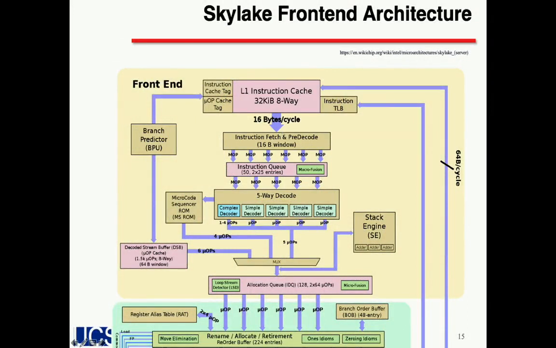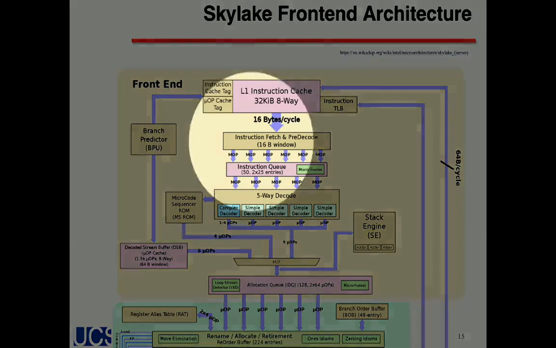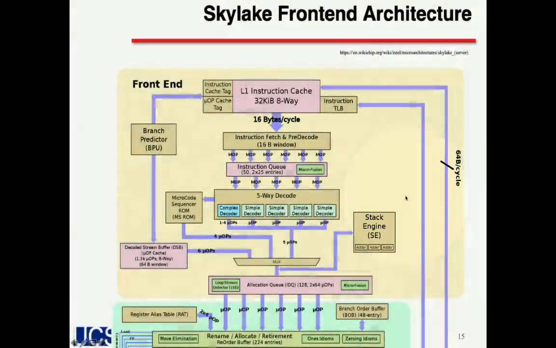So if you had 4-byte instructions, that would be only 4 instructions. Realize in x86, instructions are variable length. There's some that are only 1 byte, some get as long as 7 bytes. So it depends on which one you're using and how it's encoded. But so these are going to come in.